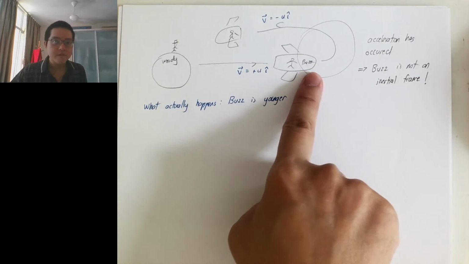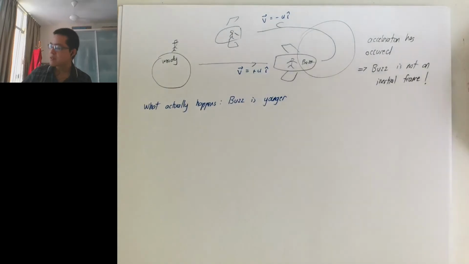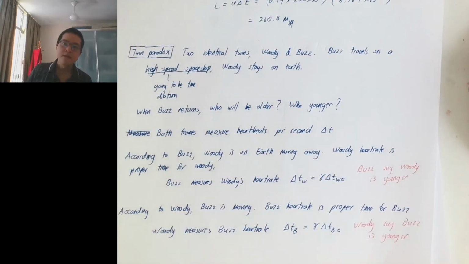But here, Buzz is experiencing an acceleration. When Buzz is accelerating, it's no longer an inertial frame, so we cannot actually use the time dilation formula. This formula is not valid because it's not an inertial frame. That's why the answer is very boring. The boring answer is that this calculation cannot be applied.